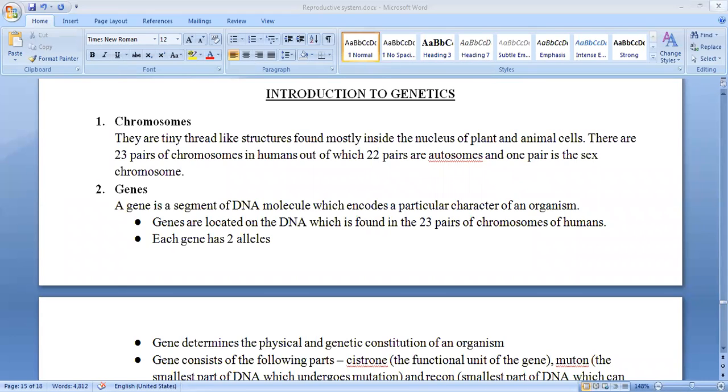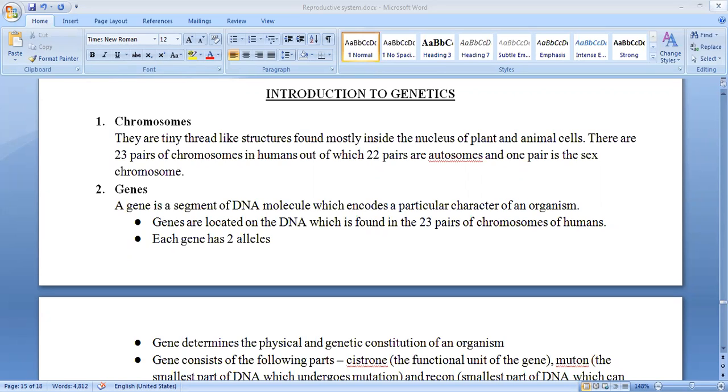Now we will continue with the part which has been mentioned in the syllabus under reproductive system because it is related to that. So it is the part about genetics. When we want to understand some concepts of genetics, there are certain ideas that we should understand first. The first thing is, what are chromosomes?